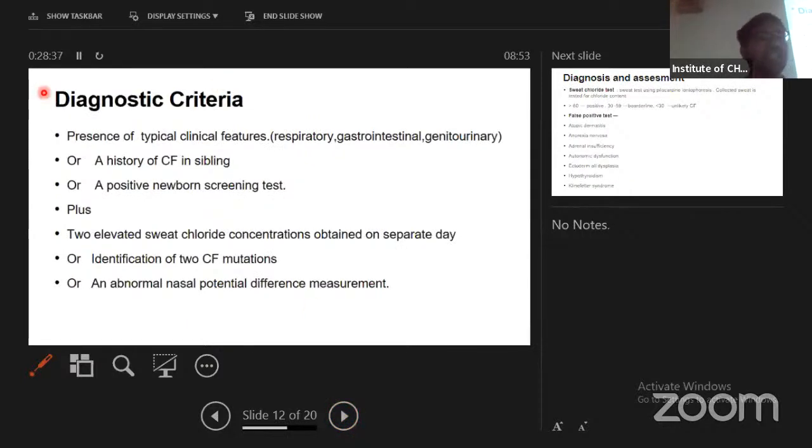The diagnostic criteria: presence of typical clinical features in the respiratory, gastrointestinal, and genitourinary systems, or a history of cystic fibrosis in siblings, or a positive newborn screening test. Plus two elevated sweat chloride concentrations obtained on two separate days, or identification of two CF mutations, or abnormal nasal potential difference measurement.